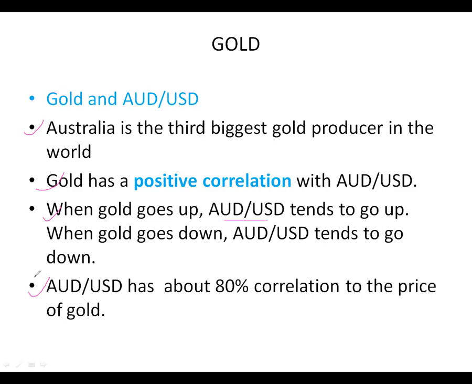And you know that the currency in which people will buy gold on the international market is the US dollar. So gold is priced in US dollar. And it is the same gold, as a commodity, that also brings income or revenue to Australia. So you now understand why AUDUSD has a correlation with gold.